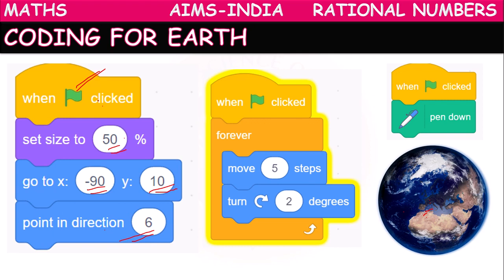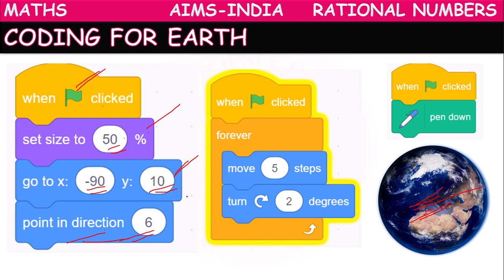Try to listen, try to understand carefully, children. So for earth, what we are going to do? We are decreasing the size with this command. We are keeping one location for it. We are giving one command for location through this go to xy command. And for movement in particular direction, point in direction, this command we are giving.